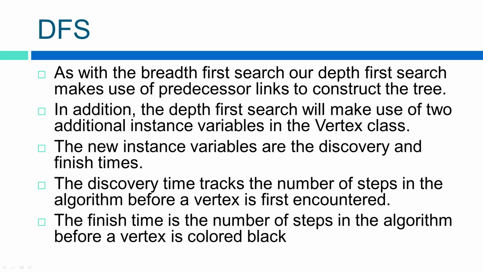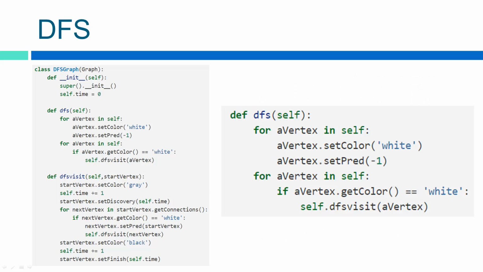In addition to that, the depth-first search will make use of two additional instance variables in the vertex class. That's going to be the new instance variables discovery and finish times. These two instance variables are going to be useful to us when we're trying to implement DFS. The discovery time variable tracks the number of steps in the algorithm before a vertex is first encountered, and the finish time is the number of steps in the algorithm before a vertex is colored black.